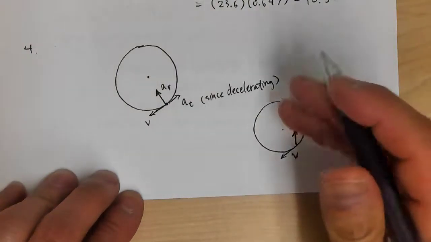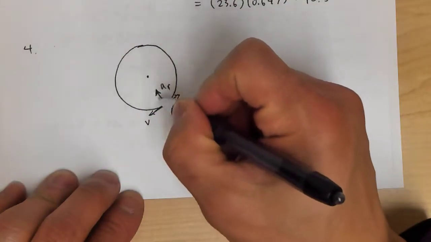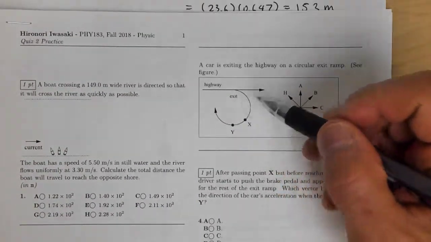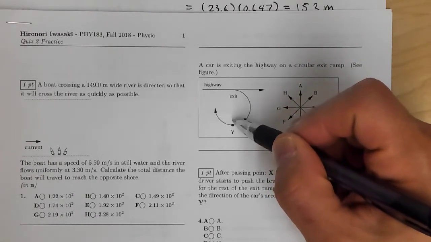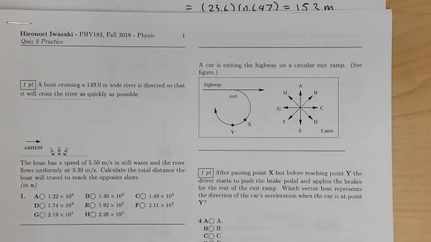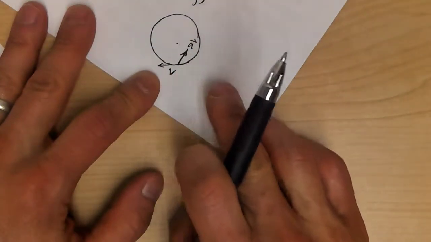So we get something that's a little bit behind, not quite squarely headed towards the center of the circle, but a little bit behind. So for the point Y, pointing to the center of the circle would be straight up, but it has to go a little bit behind. And so something like B would be the correct answer there. Sort of like, I should have drawn it a little bit to the side like this.